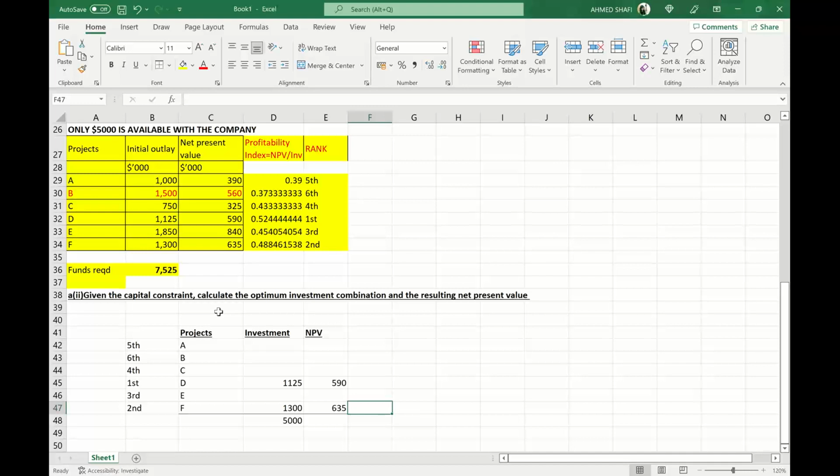What is the third rank? E. How much does E require? E requires 1850. Do you have 1850 with you? Yes. 5,000, 1125 was spent, 1,300 was spent, you still have money. So inject 1850 in E. Have you invested the full amount in E? Yes. Full amount means you will get full NPV, that is 40.